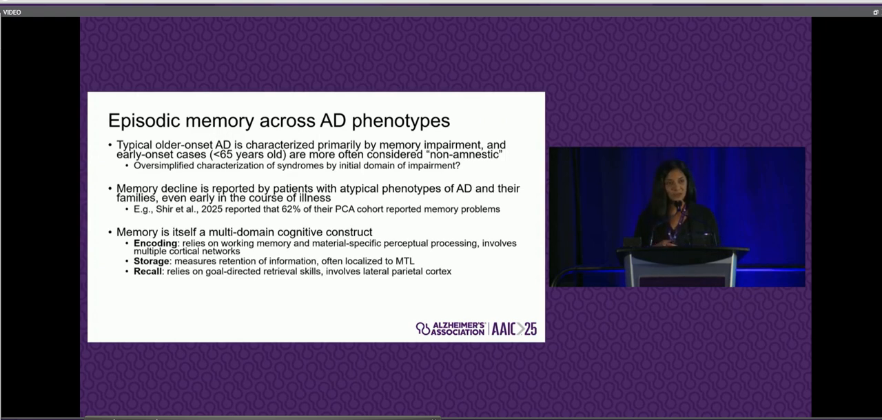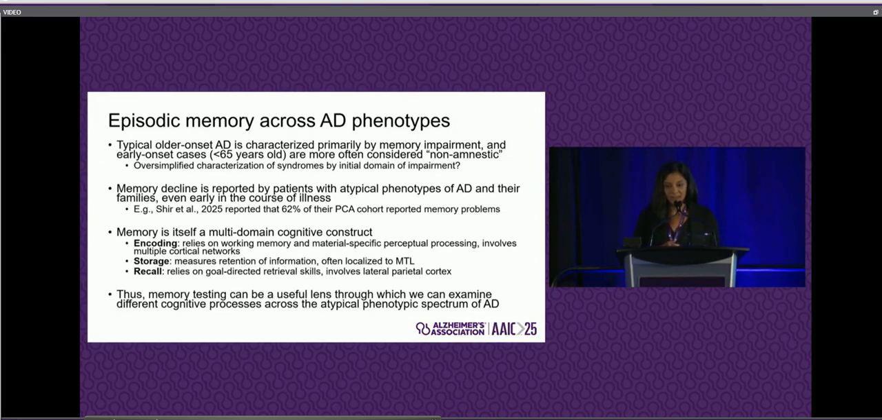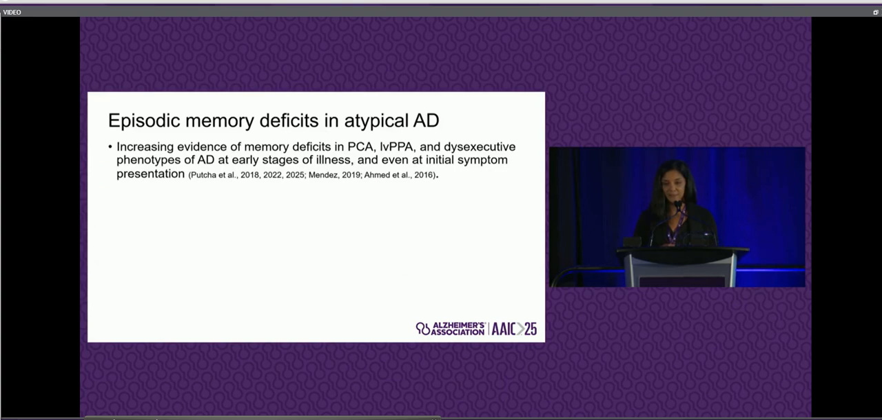We then need to store the information that we learn, and this retention really localizes to the medial temporal lobes. And last, we need to recall the new information that we learned. And this relies on goal-directed retrieval skills, largely relying on frontoparietal and lateral parietal cortices. Ultimately, we think that memory testing, because of all of these features, can be a useful lens through which we can examine different cognitive processes across the atypical phenotypic spectrum of AD.